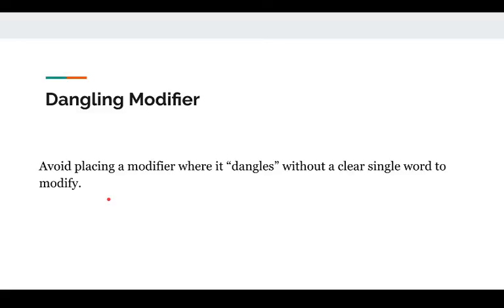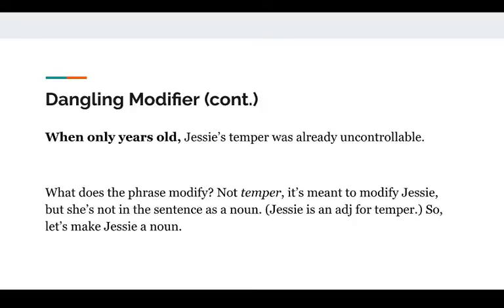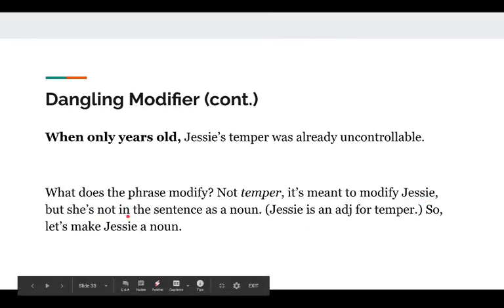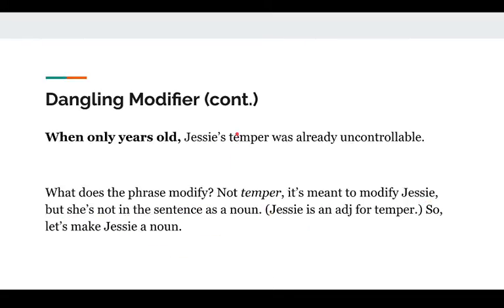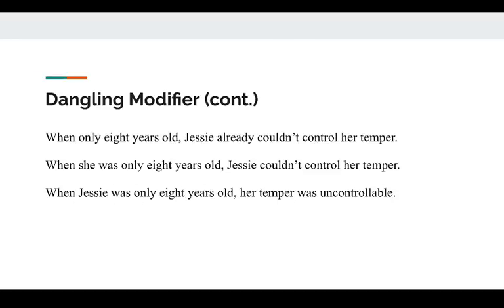Next, we have a dangling modifier. So we have to avoid placing a modifier where it, quote unquote, dangles without a clear single word to modify. So in this sentence, when only, let's say, 7 years old, Jesse's temper was already uncontrollable. So what does the phrase modify? It doesn't modify temper, it's supposed to modify Jesse. But she's not in the sentence as a noun. Like I explained before, here we know that it's Jesse's temper, so Jesse is an adjective for the word temper, so we have to make Jesse a noun to make this dangling modifier a regular modifier.